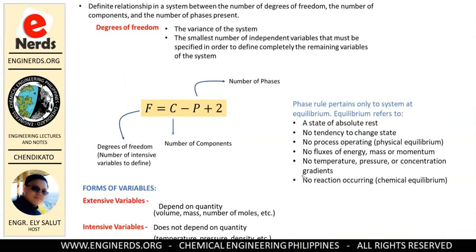But, we have to remember that phase rule pertains only to system at equilibrium. So, equilibrium refers to a state of absolute rest, no tendency to change state, no process operating or physical equilibrium, no fluxes of energy, mass or momentum, no temperature, pressure, and concentration gradients, no reaction occurring or chemical equilibrium.